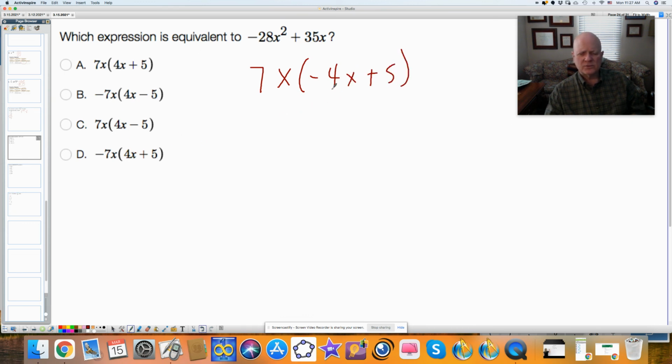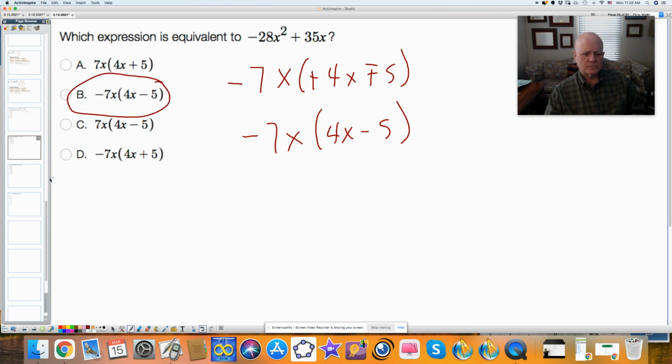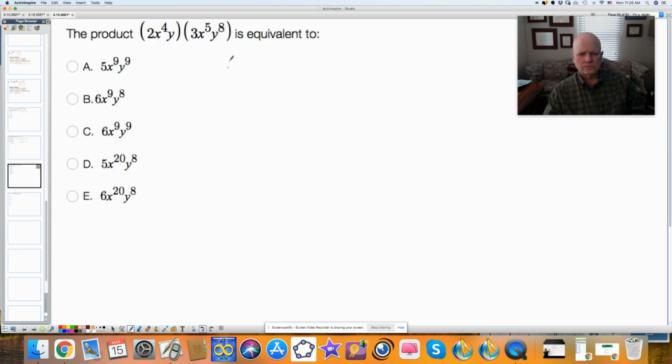I have to have a positive 4x. So if I make this a negative, this would be a positive and a negative. I could have negative 7x, and then that times 4x would give me this, times a negative 5. Is that one of my answers? I think it is. It had nothing to do with exponents, but it's just rehearsal of the things we've been doing.